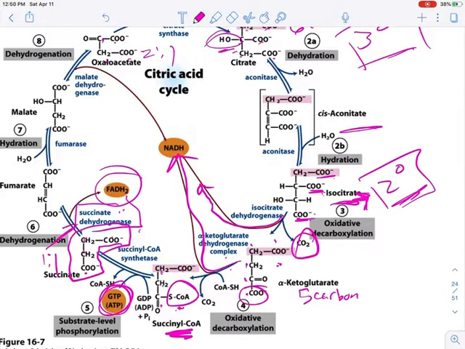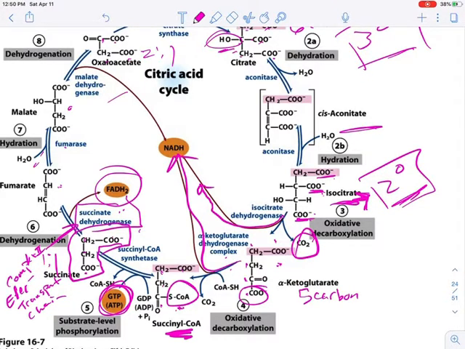We will see this is complex 2 of the electron transport chain. So this feeds directly into the electron transport chain. We're going to form a fumarate here. Next thing is to add a water across that fumarate to form malate. And then we will take that malate and dehydrogenate it again to form oxaloacetate.